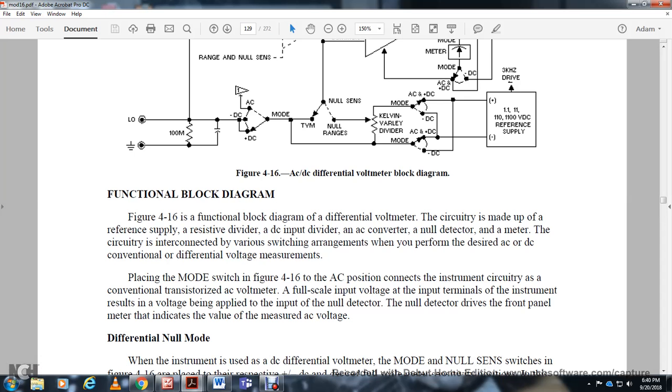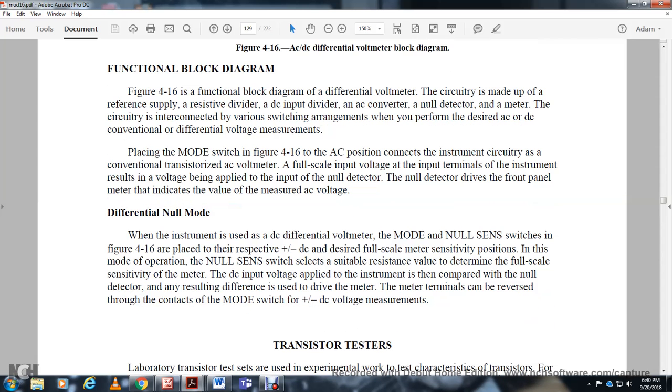The result of the voltage applied to the input with the null detector drives the front panel meter, which then indicates the measured AC voltage. Differential null mode.